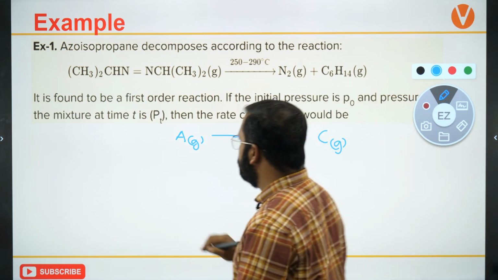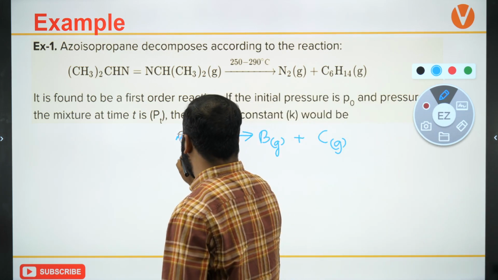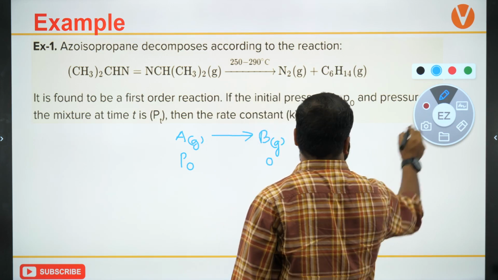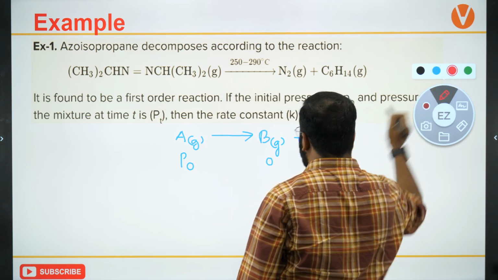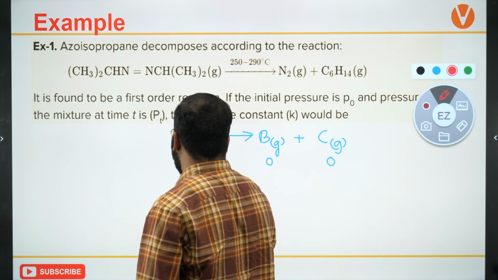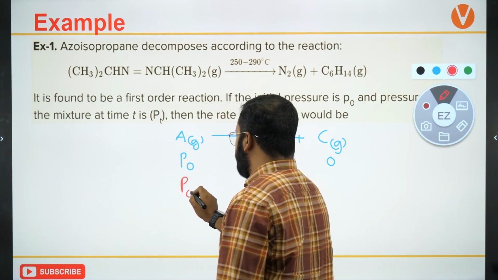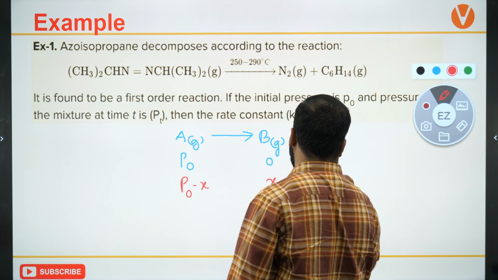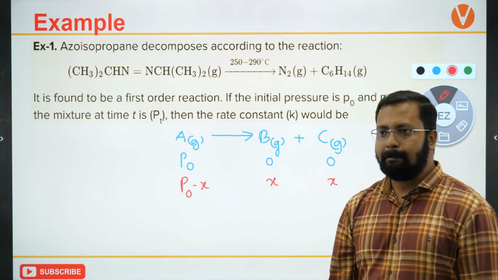कैसे solve करना है इसको? Initial pressure is given as P naught. This is 0 and this is 0. Pressure after certain time t is given as Pt. So this will be written as P naught minus x. This will be x and this will be x. हम इसको ये लिख देंगे.